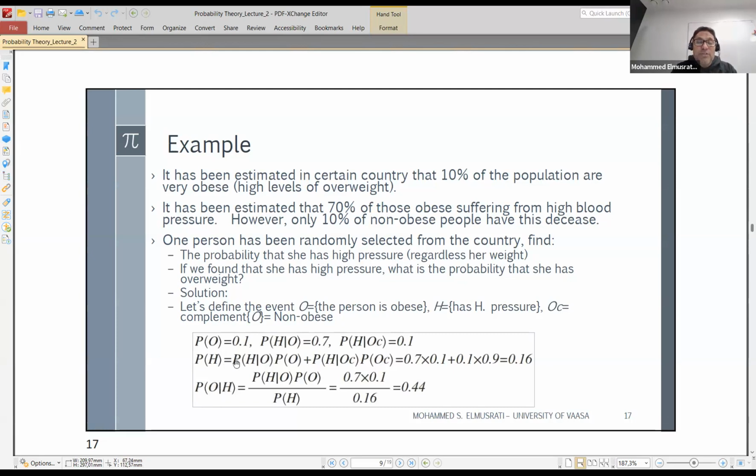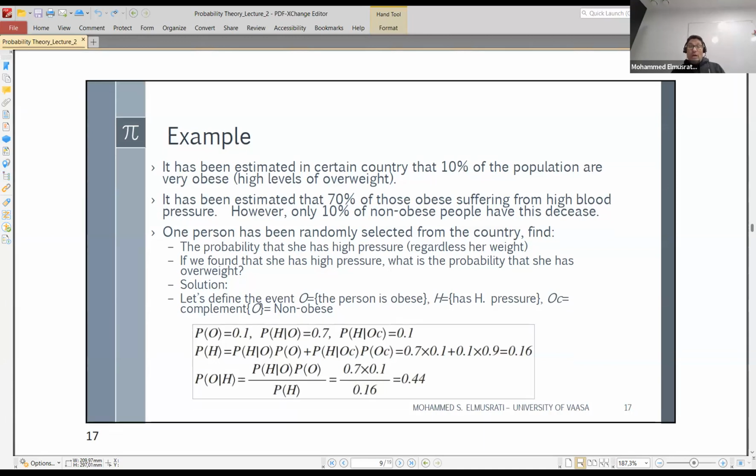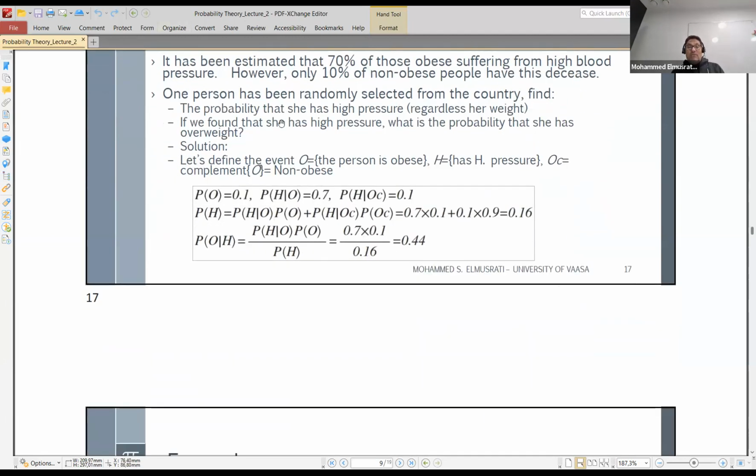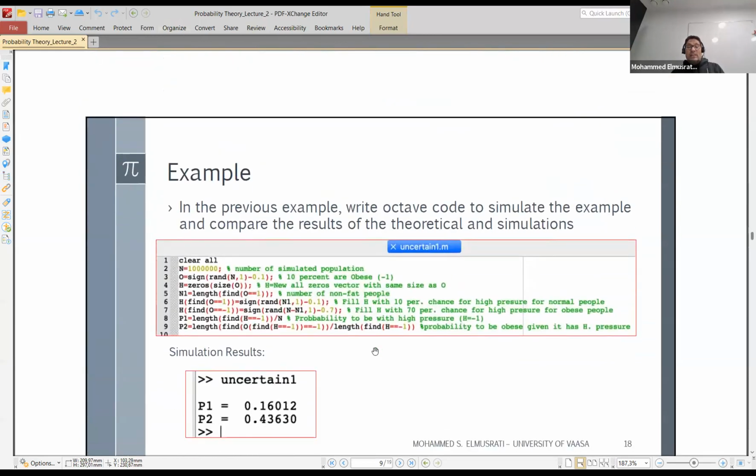And now it is very straightforward that we can apply the Bayesian theorem here as it was given. And then we apply it. So it gives us that it is 44% that this person will have overweight. Okay, only 44%. Okay, so now I may go to another example.